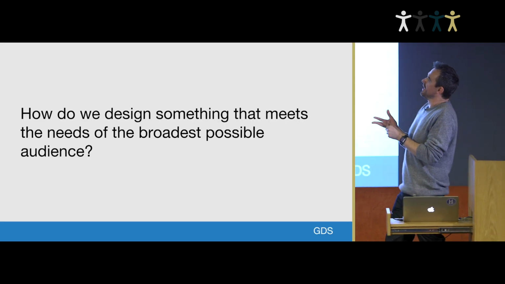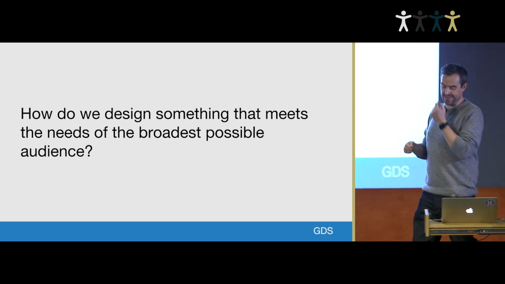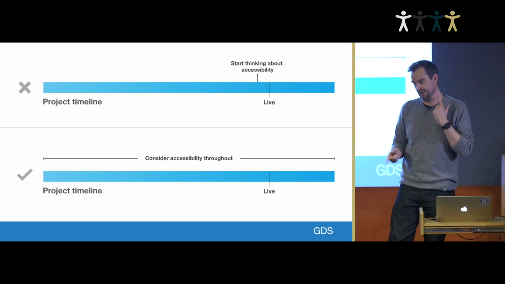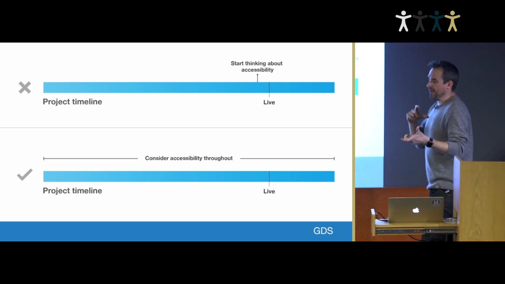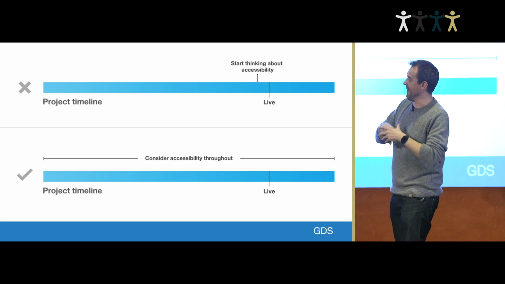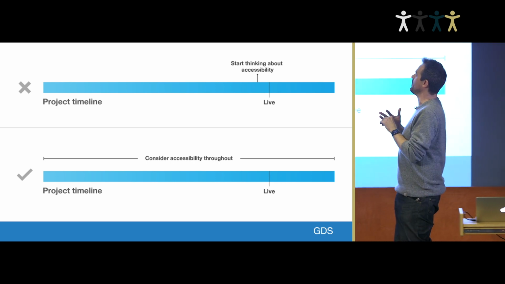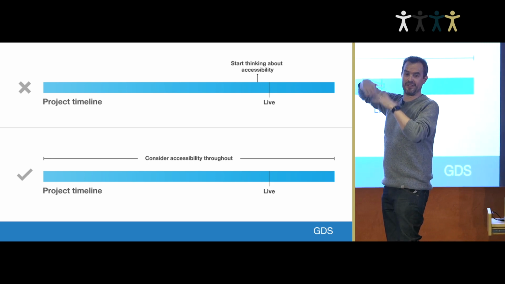So the question becomes, how do we design something that meets the needs of the broadest possible audience? We did some user research probably about 18 months ago now, where we were looking at how teams across government were approaching accessibility and the challenges they were facing. And what we found most of the time was that teams thought about accessibility just before a project was about to go live.